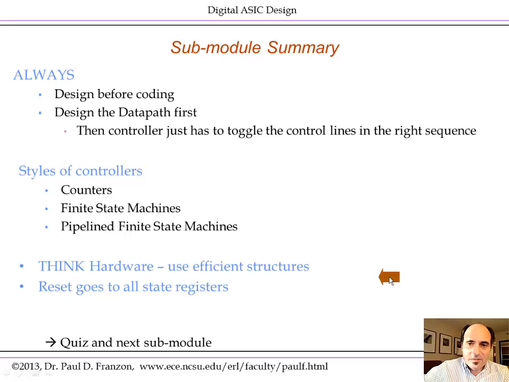So that brings us to the end of this particular submodule. I remind you, always design before coding, and always design the data path first. It reduces the complexity of tackling a complex design. Because after you design the data path, all the controller has to do is jiggle the control lines in the right sequence. It makes things easy. We talked about different styles of controllers. Counters and finite state machines are by far the most common. If you're pipelining the design, you might need to pipeline the finite state machine. This is essentially done by pipelining the state register.